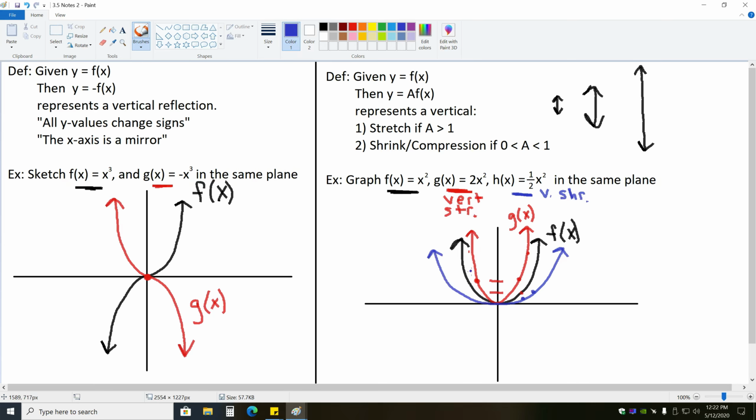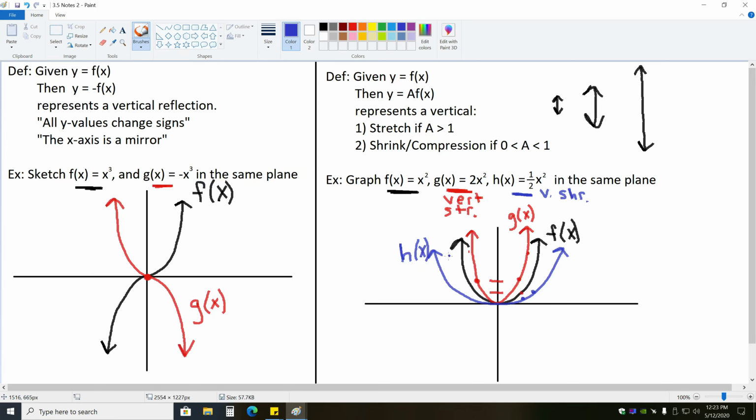Notice all of your y values are now shorter than the original black graph that we had here. And this is our graph of h of x. This represents a vertical shrink or vertical compression because 1/2 was between 0 and 1.